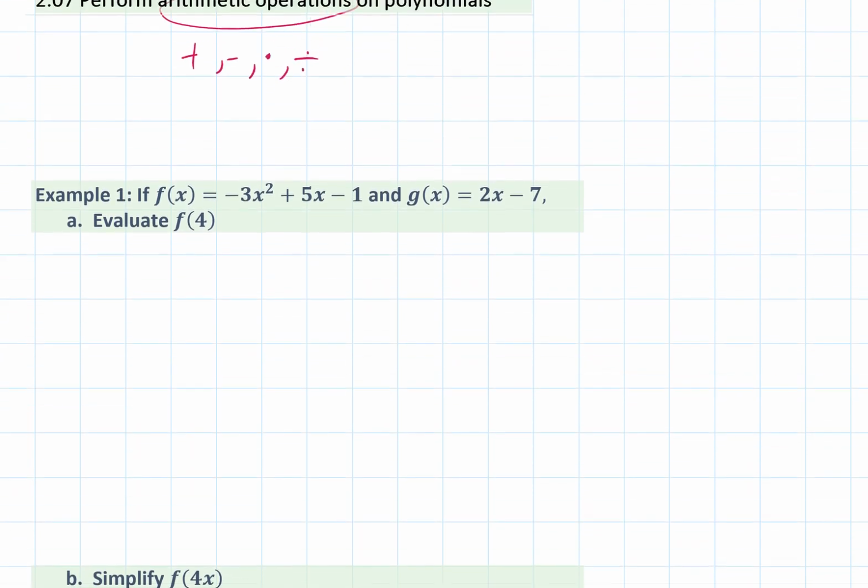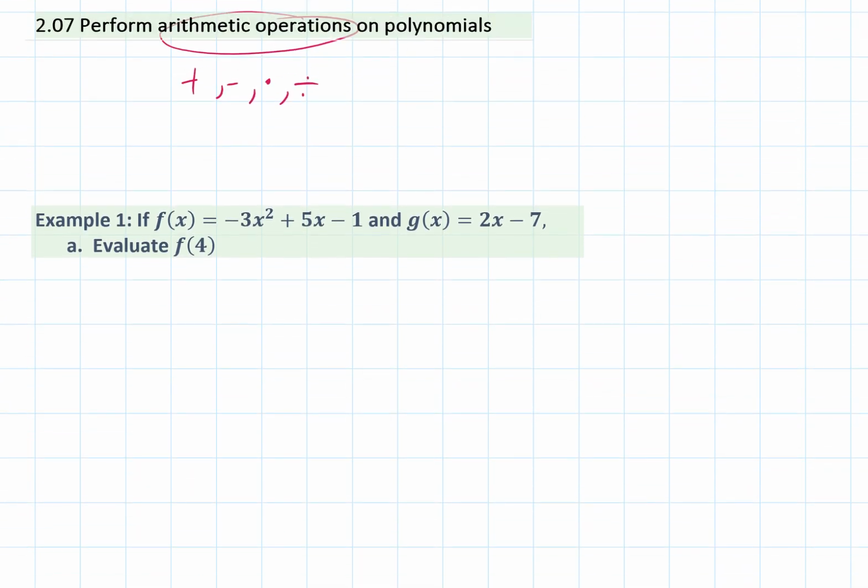If we're evaluating, the directions themselves give you a clue. The word inside evaluate is value, which is a number. This is telling us your final answer should just be a number. F of 4 means we need to substitute 4 into the function every time we see an x. So that will look like negative 3 times 4 squared plus 5 times 4 minus 1.